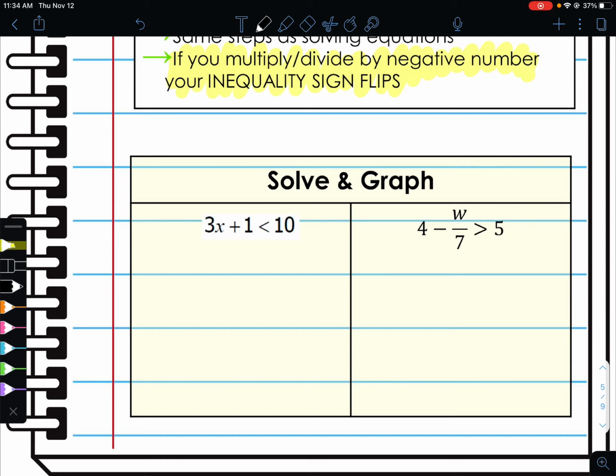So for the first one, we're going to draw a line just like we normally would for our equations down the inequality sign. So that's a less than. Remember, less than looks like a squished L. And then greater than obviously is the other way.